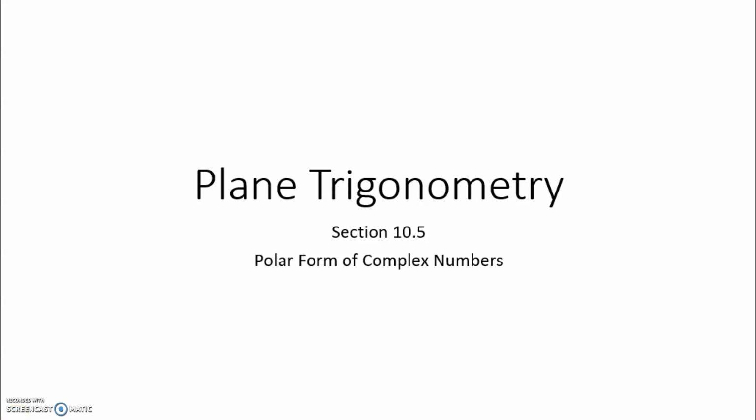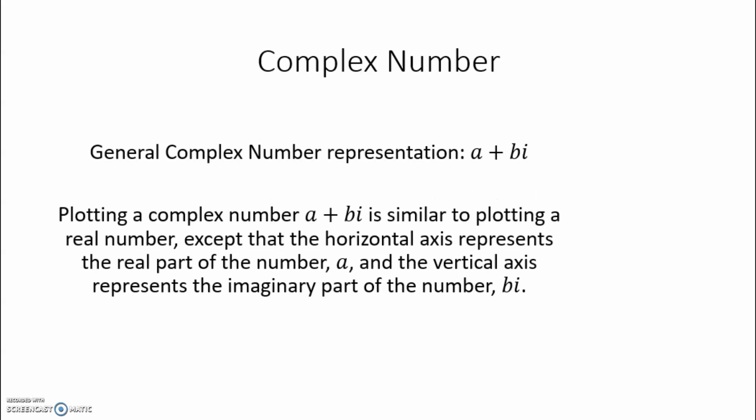Alright, in section 10.5, we're talking about the polar form of complex numbers. So first off, what a complex number is, it looks like this form right here, a plus bi. So this first part is what we call the real part, and the second part is what we call the imaginary part. So the real part of the number, a, and the imaginary part of the number, bi.